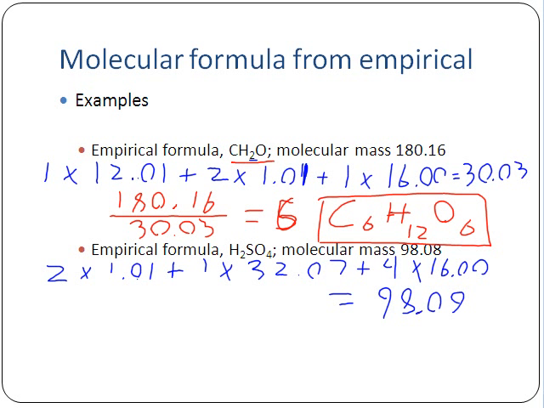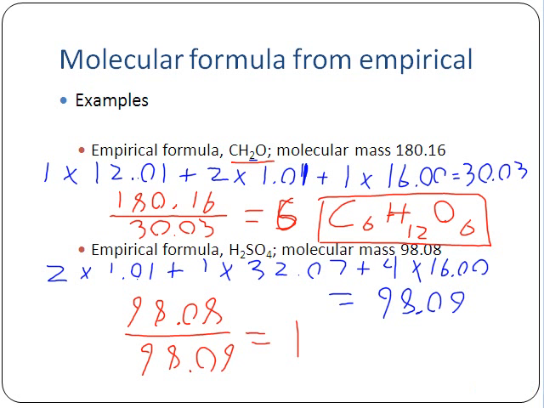So that's what we get for our empirical mass. Once we've got that empirical mass, the next step is to take the molecular mass, which is 98.08, and divide it by the empirical mass, 98.09. And what you notice here is that this is basically 1.